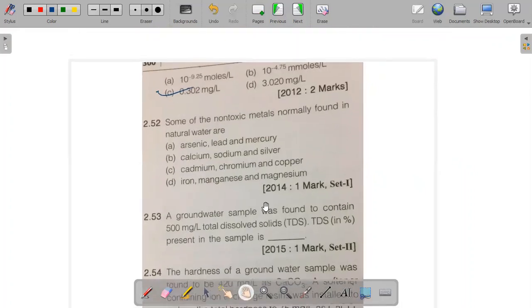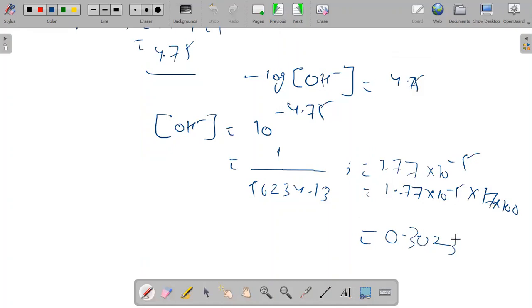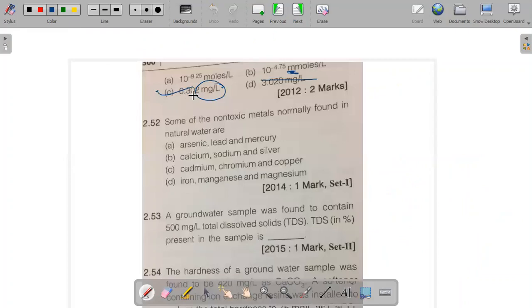One fantastic thing in this question is that in the options you'll also have 10 to power minus 4.75, but remember its unit is millimoles per liter, so this option is not correct. You need to change this to milligram per liter. Here you change mole to milligram by multiplying it with 1000.